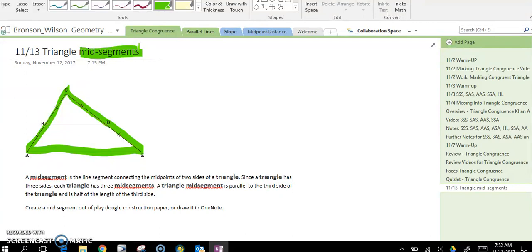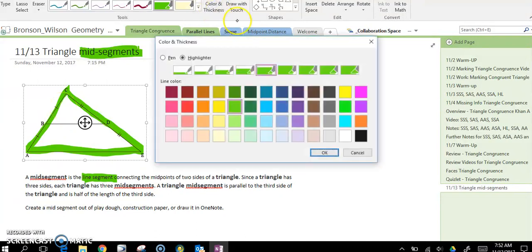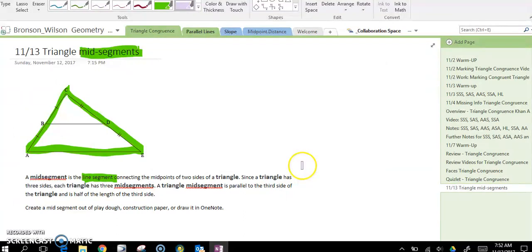All right, so what is a midsegment? A midsegment is a line segment. We know what a line segment is, right? Where do you guys see a line segment within this triangle? Ah, very good. B and D. Let's highlight that a different color. Purple. BD, that is our line segment. I'm even going to take that little note right here. The line segment is BD.